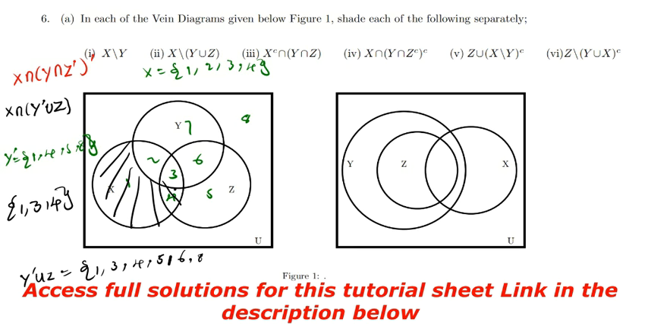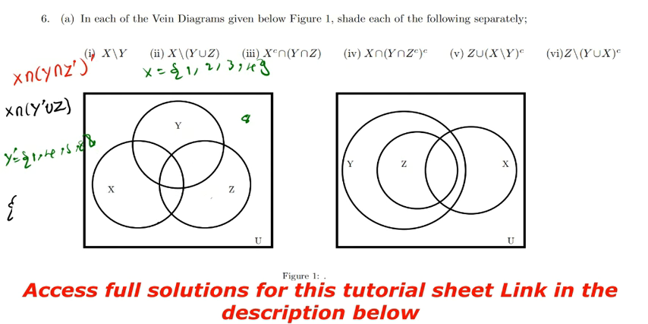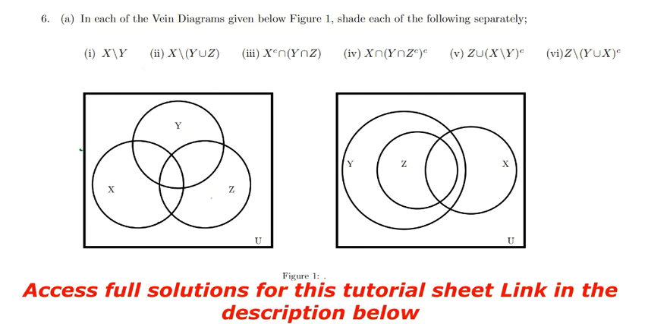1, 3, and 4. Yes, including this part, 1, 3, and 4. So this is going to be your answer. So that is the answer to this question using this first Venn diagram. So that's how easy you can find these using numbers. Then you do the same on this other one.